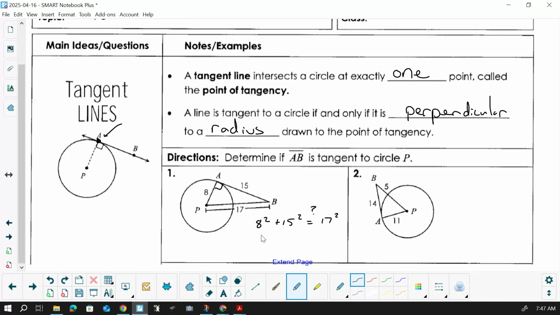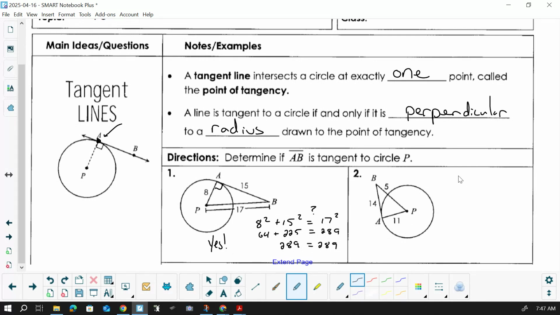8 squared is 64. 15 squared is 225. 17 squared is 289. 64 plus 225 is 289. So since 289 equals 289, it is a right triangle. So we can say yes.